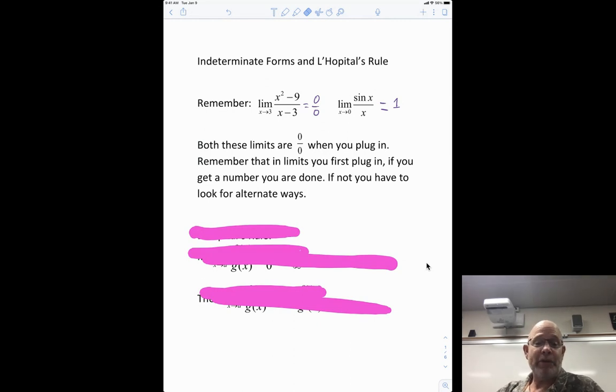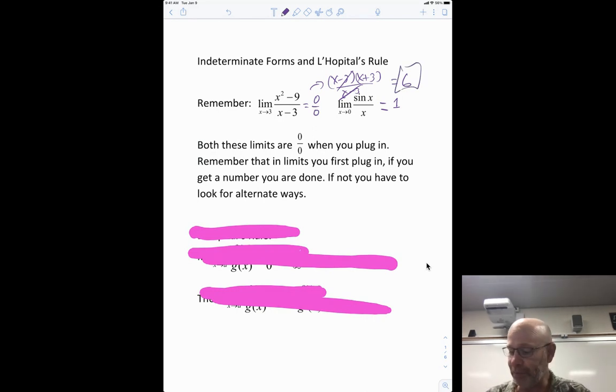If you get a number, you're done. But if not, we had to look for alternate ways. So we factored, we multiplied by the conjugate, we did things like that. You might remember on this first one, we factored the top as x minus 3 times x plus 3. Then we canceled out, plugged in the 3, and got the 6, right? All right, so we're going to look for an easier way to do these. This is called L'Hopital's rule.